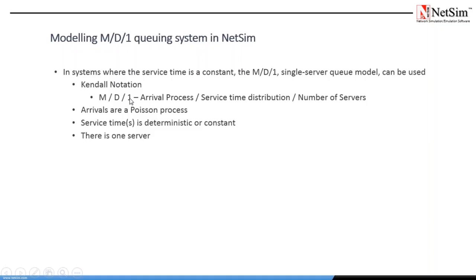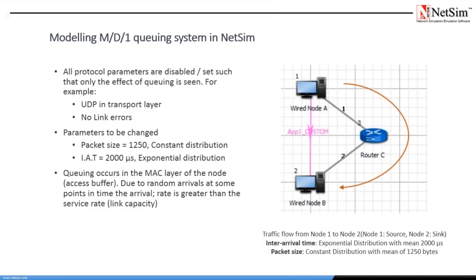The first variable stands for the arrival process. The second variable stands for the service time distribution. And the third variable stands for the number of servers. As arrivals are Poisson in nature, they are notated as M. Since service time is deterministic or constant, it is notated as D. And we have one server.